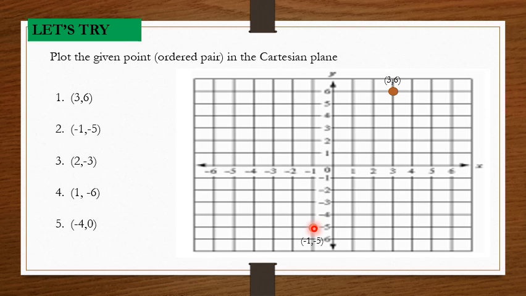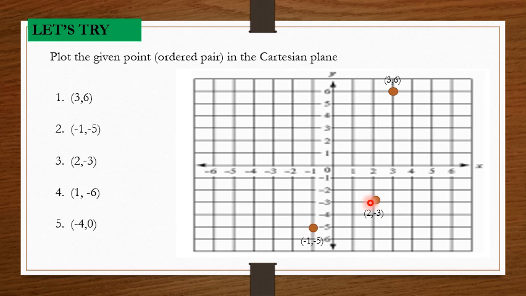Number 3, 2 and -3. 2 positive, that's right. -3 is down, going down. So from the origin, we need to count 2 units. 1, 2 to the right. Then going down because it's negative. 1, 2, 3. So the intersection of this one is this.